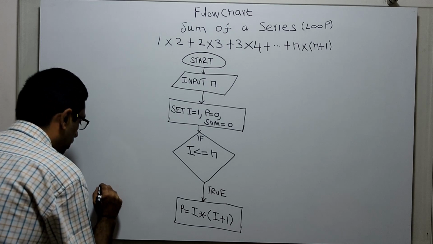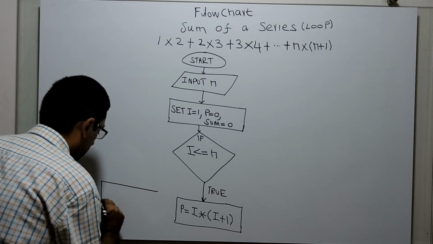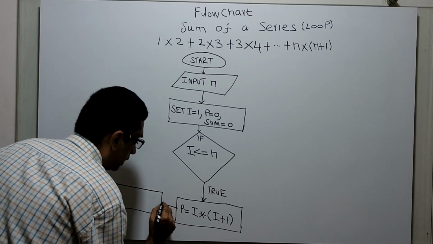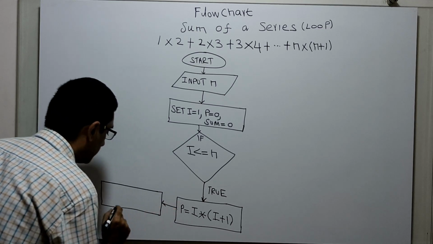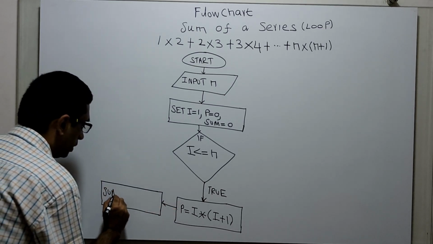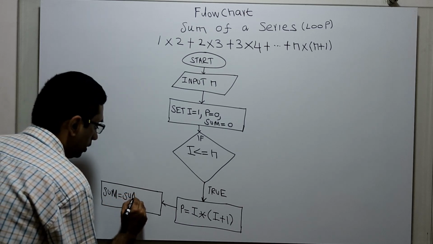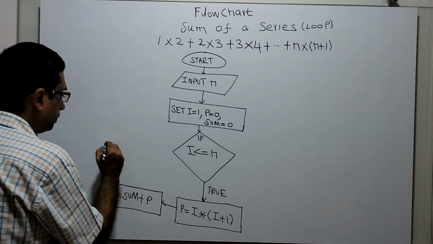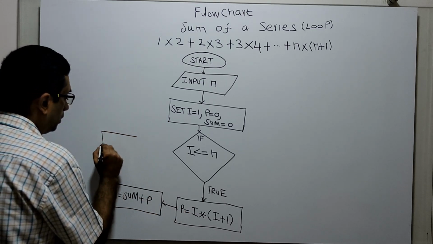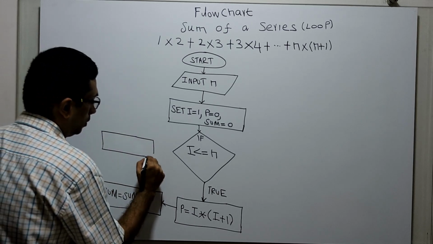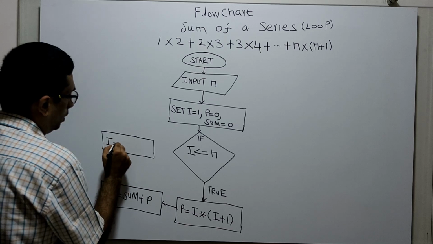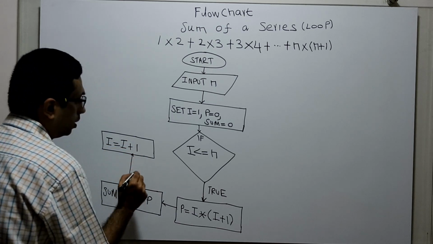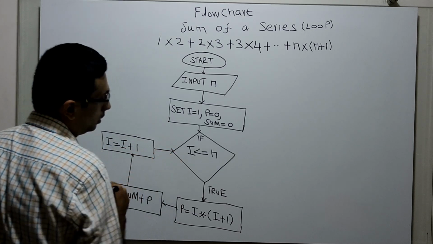Second step, I am storing sum equal to sum plus p, the product value p. Next, I am incrementing I equal to I plus 1, connecting it back to the decision symbol.